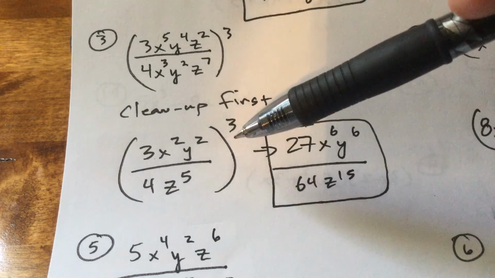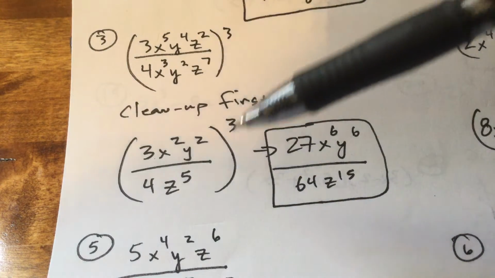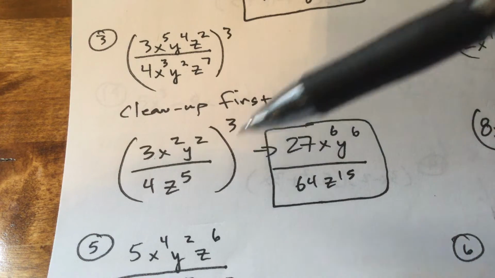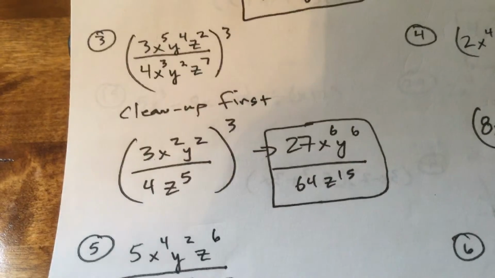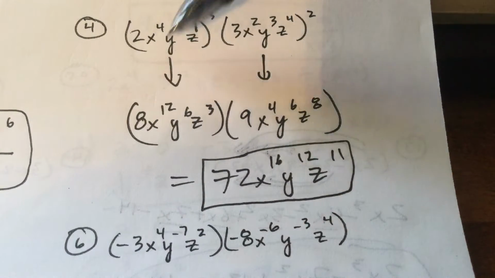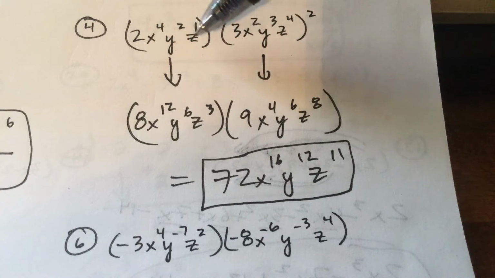Z to the 5th to the 3rd power means z to the 5th times z to the 5th times z to the 5th. You multiply the exponents. That's z to the 15th. 14 is the ultimate one. You need to simplify first. First, take care of this one right here. 2 to the 3rd is 8. Power to a power, you multiply all those powers. X to the 12th, y to the 6th, z to the 3rd.